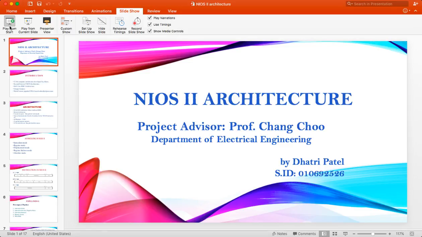Now to execute these instructions, it is necessary to show how an instruction flows. So NIOS2 has a 5-stage pipeline structure for it. The 5 stages are instruction fetch, instruction decode, instruction execute, memory access, and write back. So here is the diagram of it.